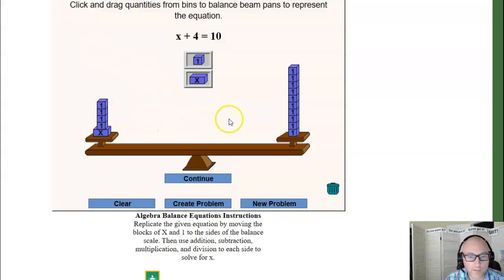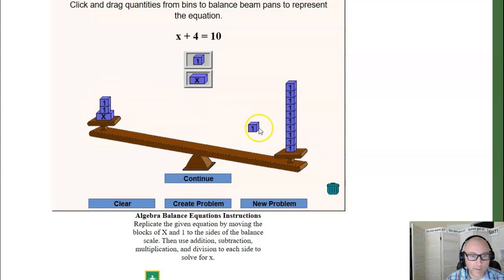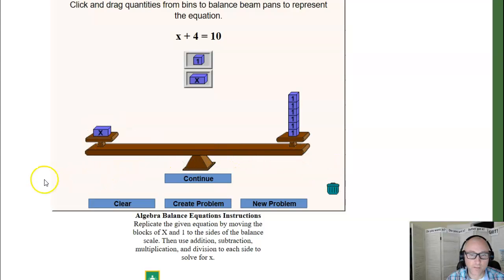And here, let's do it on the scale the way it's meant to be done, which is to take away 4 from this side. 1. Oh, it's not balanced anymore. 2, because whatever we do to one side, we have to do to the other. So we're taking away 4, 3, 4. So now let's take away 4 from this side. 1, 2, 3, 4. And there it is, X equals 6.